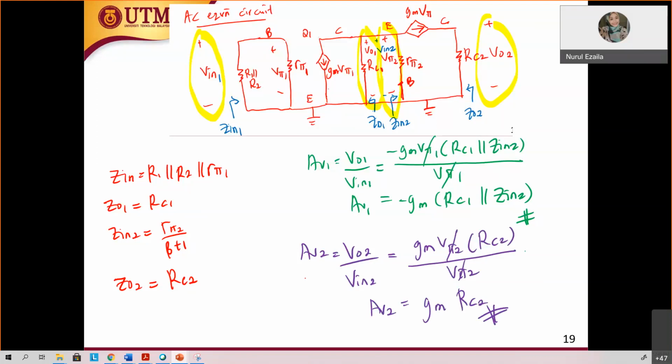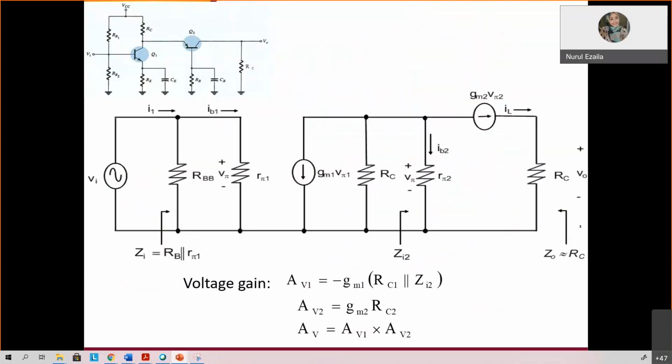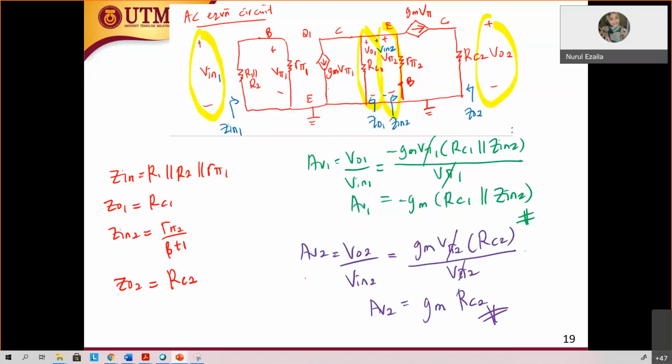It is actually the same one as before, but we explain it better over here. So what is the AV total? AV total is equal to AV1 times AV2. All right, very clear, everyone.